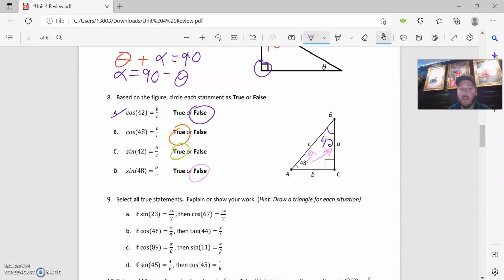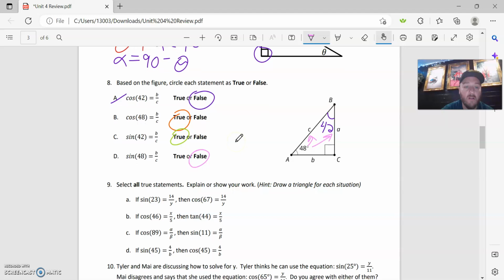It's just about calling out sides based on the angles. So know which angle you're looking at. Find the angle on the triangle. So I'm up here for 42. I know that I need the adjacent because cosine is adjacent to hypotenuse. Adjacent is next to. Next to is, in this case, A. All right, and then you just keep rolling through all of that.